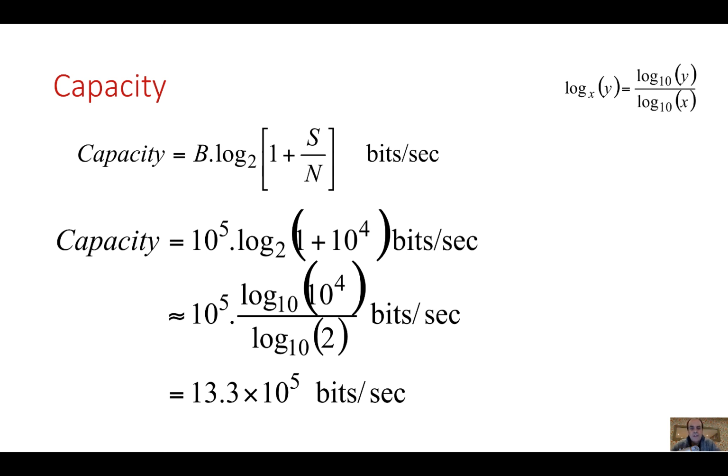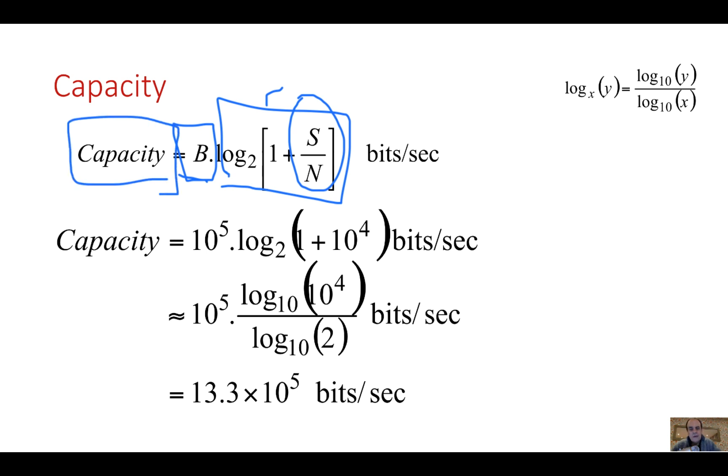Once we have the signal to noise ratio, we can work out what the capacity of the link actually is. If we take our signal to noise ratio, add 1 onto it, and then take log to the base 2 of this value, multiplied by the bandwidth, then we can work out the capacity of the link. If we want to calculate log to the base 2, it's quite easy. We take the log to the base 10 of the value, and then divide it by log to the base 10 of 2. So it's quite easy to convert.